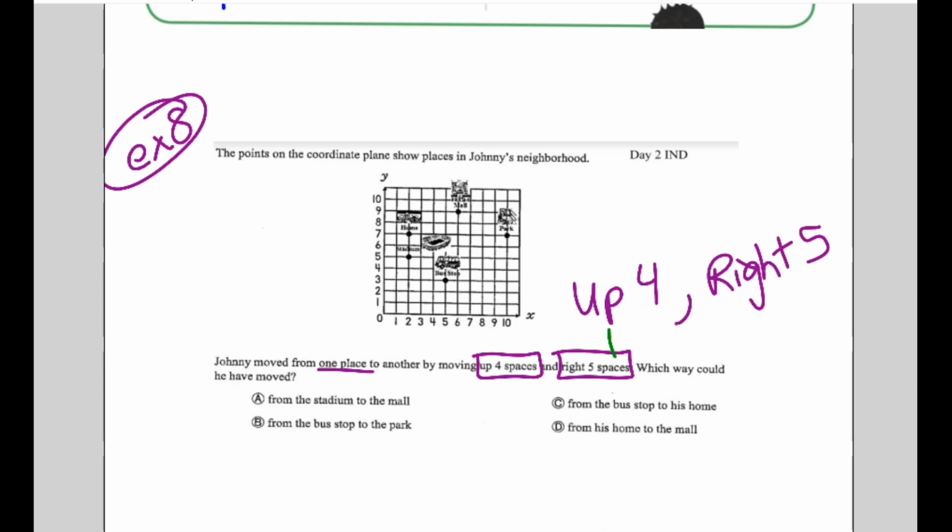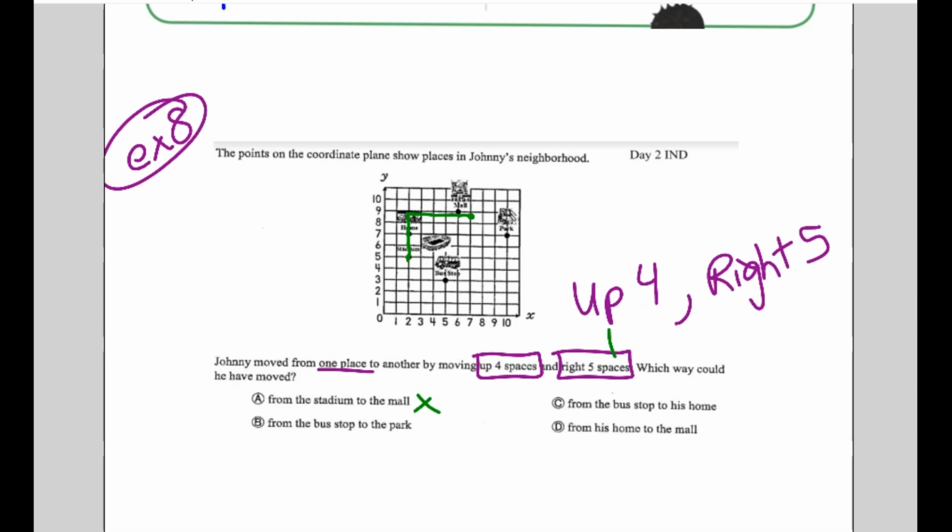So from the stadium, let's start at the stadium. All right, the stadium's right here. And I go up 4. 1, 2, 3, 4. And I go right 5. 1, 2, 3, 4, 5. That's nothing. So that won't work for us. If it was 4, then that would have worked for us. But it's 5, so that won't work. So A is no.